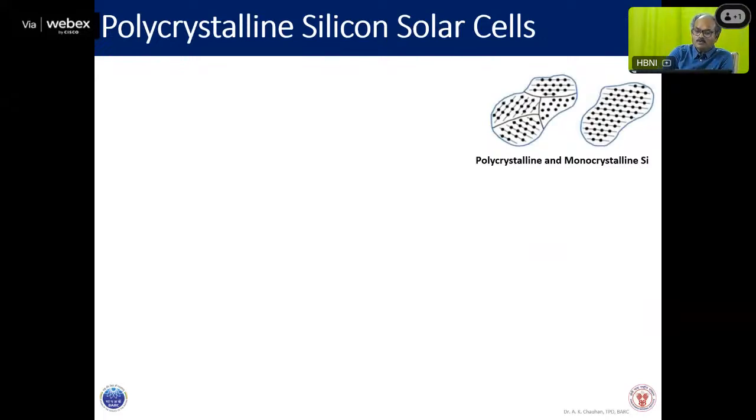Now let us see some polycrystalline silicon solar cells. What is a polycrystalline silicon cell? Where a single crystal is not used, rather a polycrystalline mass is used for making the solar cell. So what is the difference between polycrystalline and single crystal or monocrystalline? In monocrystalline, the entire mass or entire wafer is a single crystal. However, in polycrystalline, you have several small crystallites which are separated by grain boundaries.